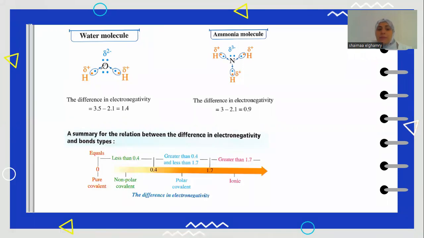So finally, if the difference in electronegativity is 0, we are talking about a pure covalent bond. Between 0 and 0.4, we are talking about a non-polar covalent bond. Greater than 0.4 till 1.7, we have a polar covalent bond, and the polarity increases by increasing the difference. Greater than 1.7, we have an ionic bond.